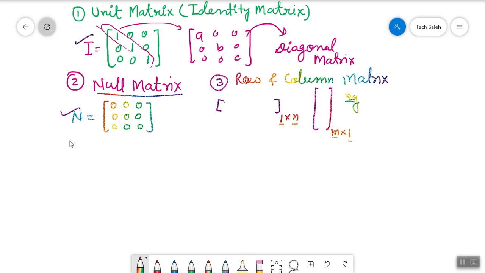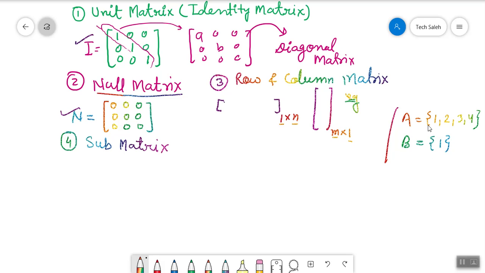Next, any kind of matrix taken from a matrix is going to be a submatrix. To define submatrix, you could go to set theory, right? Suppose there is a set A: 1, 2, 3, 4. So this is a set. If you have to find a subset of this, suppose you have taken one value, this is going to be a subset, or you could take more values, 1, 2. This is also going to be a subset of A.